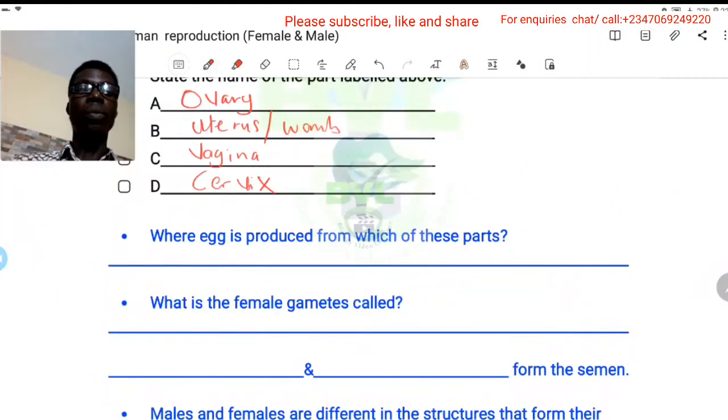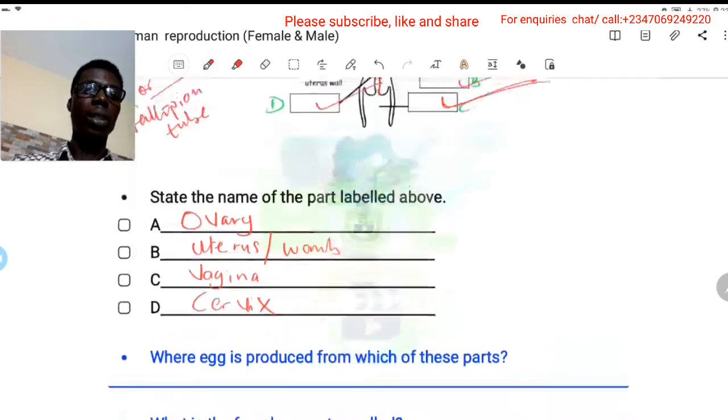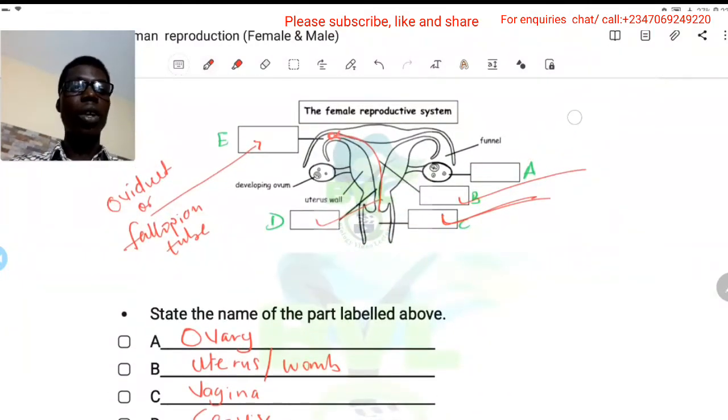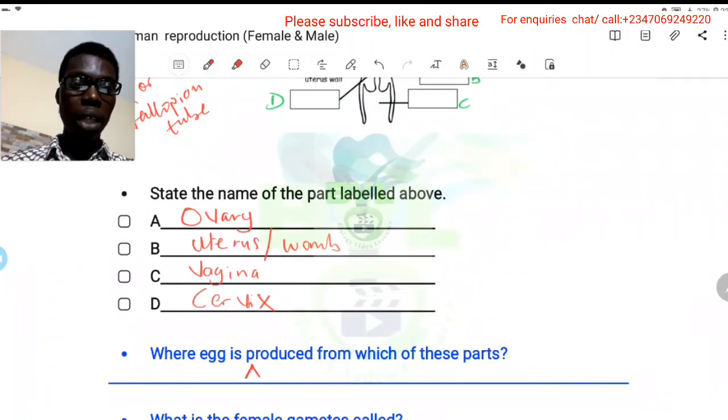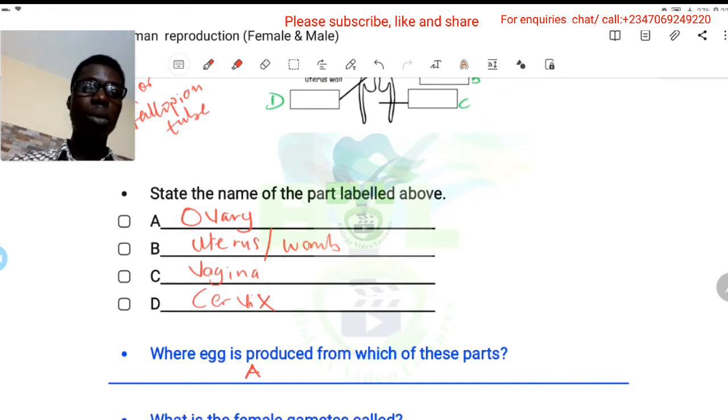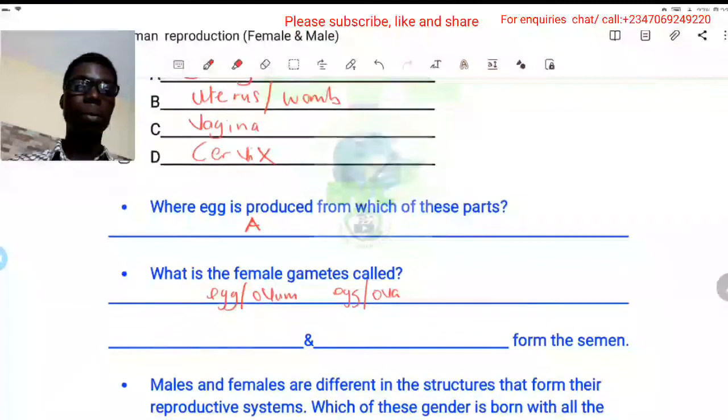All right. The next question says, where is egg produced from these parts? So looking at the diagrams you have here on the screen, where is the egg produced? Well, I think I made mention of that. That's A. You are expected to just write the letter, not the full name. What is the female gamete called? That's the egg or ovum. That's singular, or eggs or ova, plural, so to say.